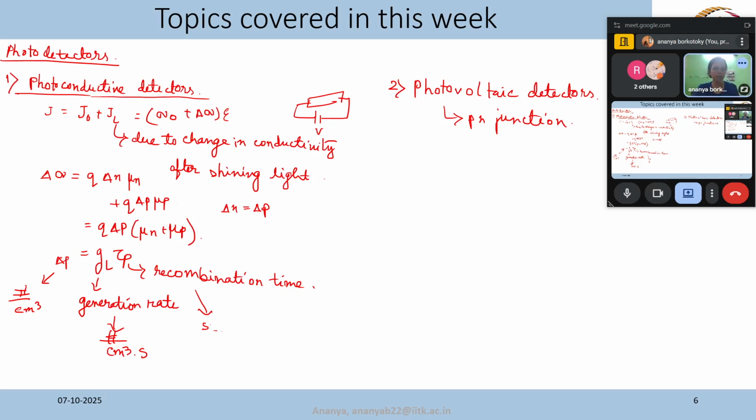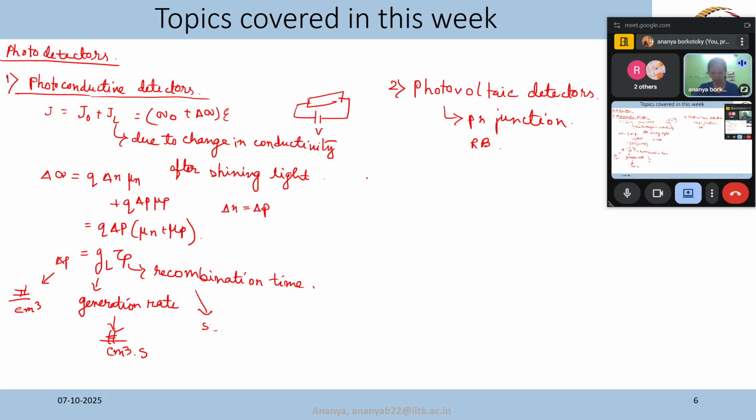On top of it, if some minority carriers, some excess carriers, are generated due to shining of light, that delta I may not be detectable. But in reverse bias, the reverse saturation current in a PN junction is very low. If we can absorb enough photons and generate enough electron-hole pairs, we'll get enough current that can be detectable. So that is why we use it in reverse bias.